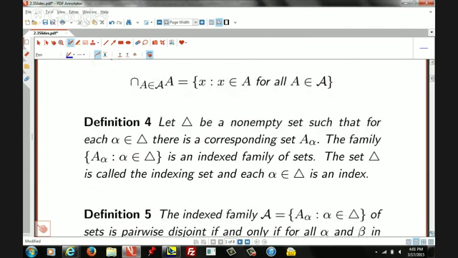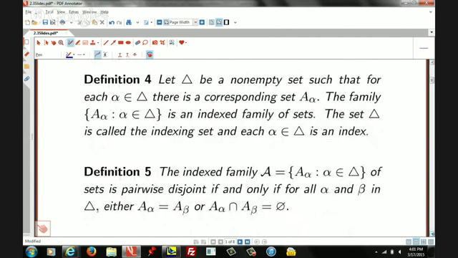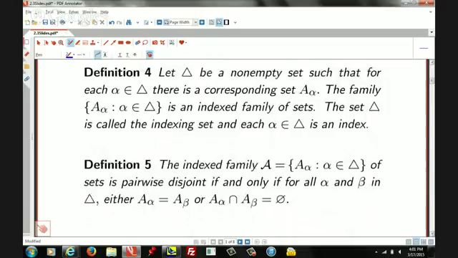And then pairwise disjoint, that was on the quiz. Either the two sets are equal or they have nothing in common in the intersection. The book gave some examples of a family of sets that were not pairwise disjoint. What happened to break pairwise disjoint?